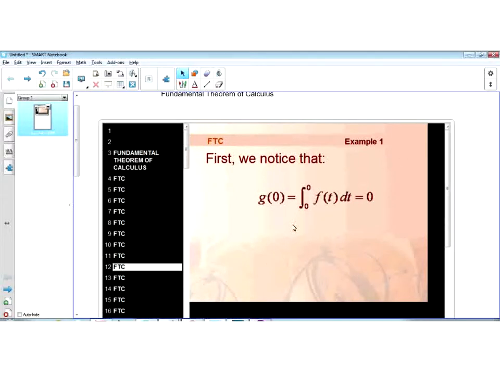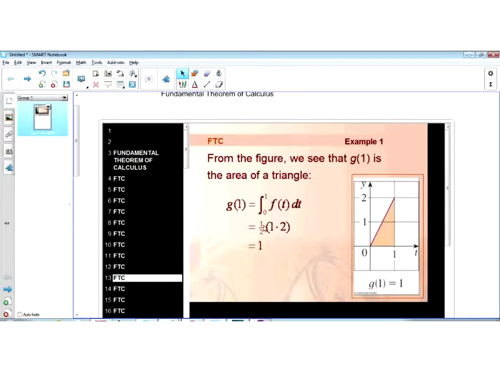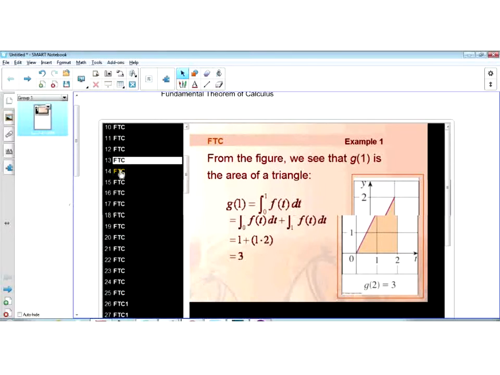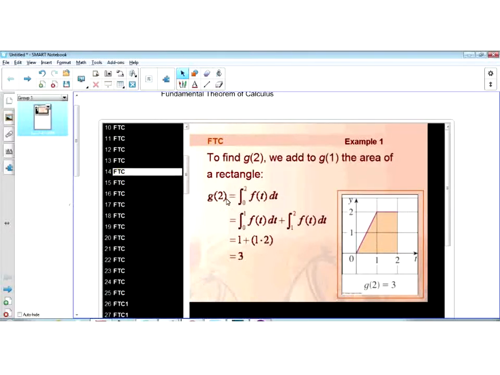So g of 0 is the integral from 0 to 0 of f of t dt, and we note from the properties of integrals, when the upper and lower bounds of the definite integral are the same, then the definite integral evaluates to 0, and that's verified by the drawing. Now, g of 1 would be the area under the curve from 0 to 1, and that's just the area of the triangle, which is 1/2 the base times the height. And so that is obviously 1. So far, so good.